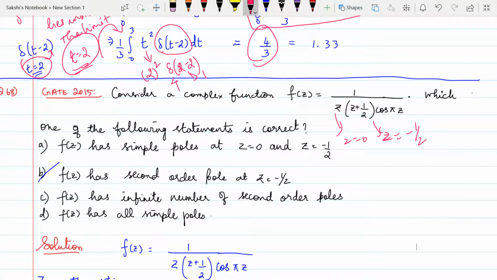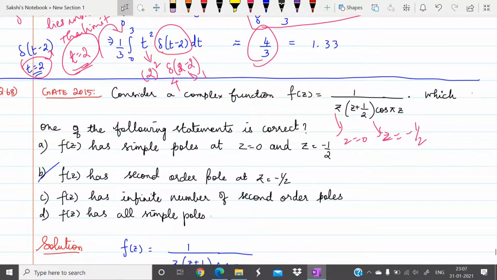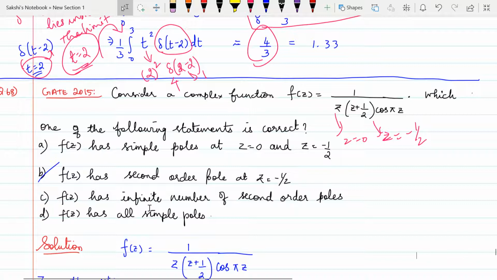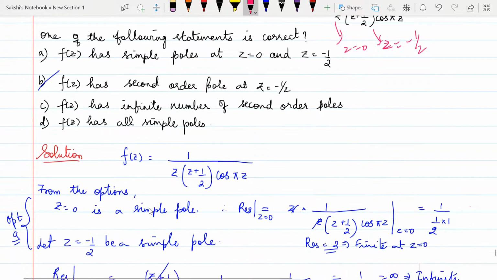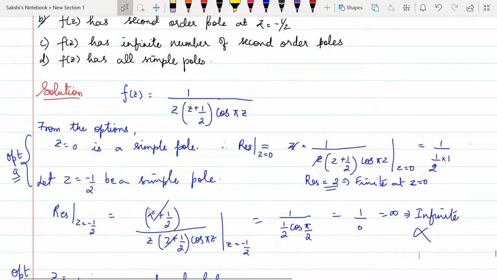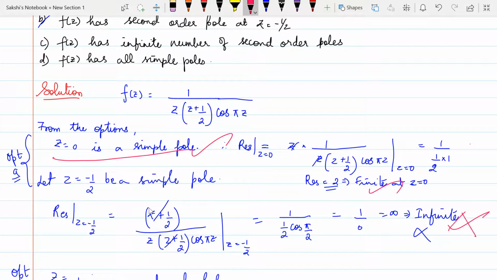So using option A, f of z has simple poles at z is equal to 0 and z is equal to minus half. I have found the residue at z is equal to 0. On doing that, I get a finite residue. So I can say that z is equal to 0 is a simple pole. This is correct. Now similarly, z is equal to minus half is given as a simple pole in option A, so I have to find that. When I find the residue, I get an infinite residue. Therefore, this cannot be a simple pole.